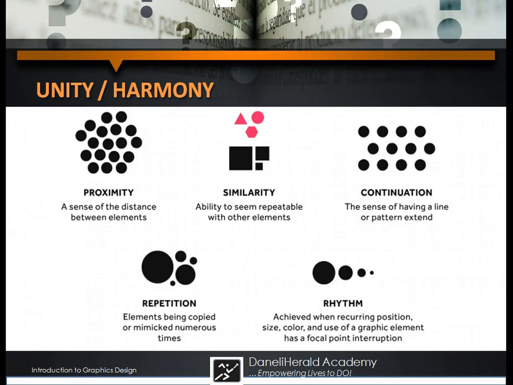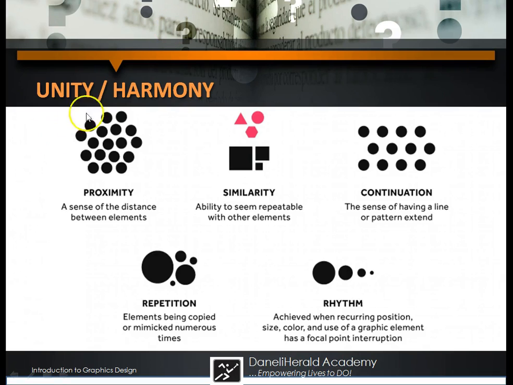Proximity is a sense of distance between elements. Now, I want you to understand that you need to have these at the back of your mind. It's not for you to memorize it, but it's for you to understand all of them and be able to apply them. By experience and by the use of these principles, you get better at them. So they're not rocket science. Nothing here is rocket science. It's just basic, and I'm sure you'll get them.